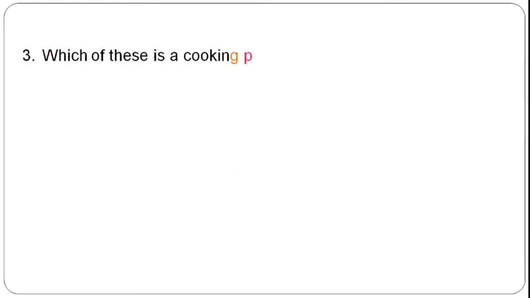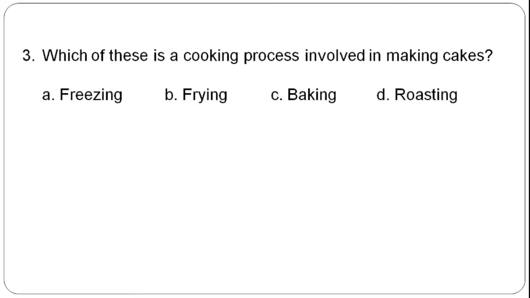Next one. Which of these is a cooking process involved in making cake? Well, A. Freezing. B. Frying. C. Baking. D. Roasting. Your answer is baking. We bake our cake, isn't it?